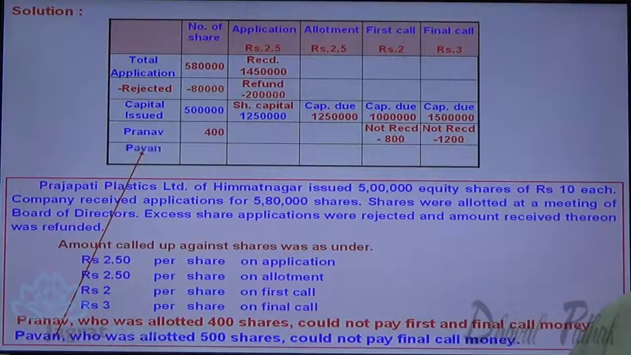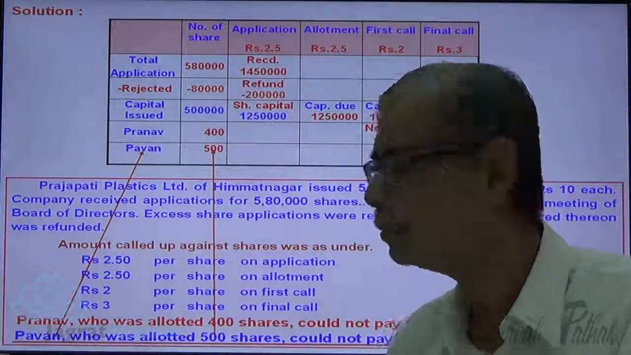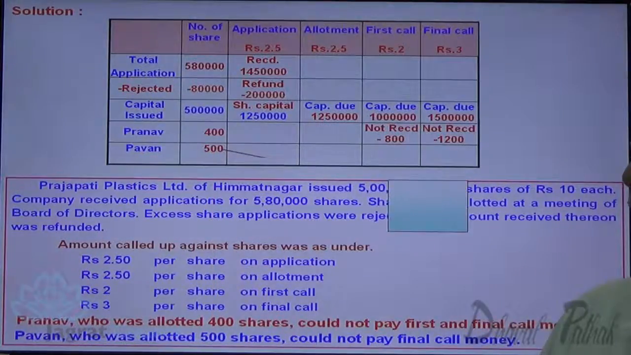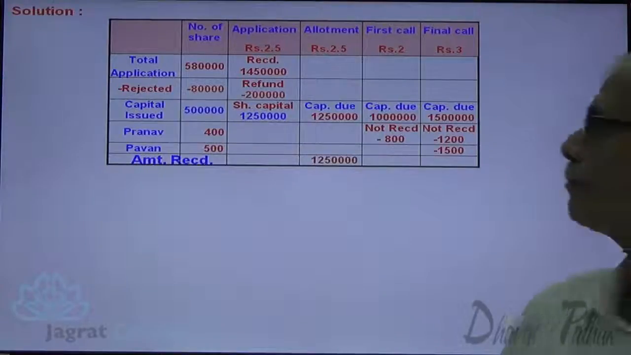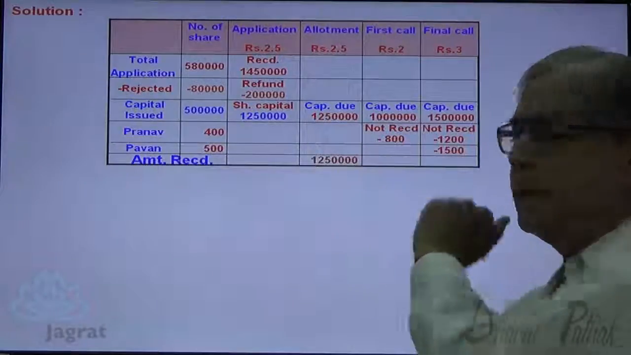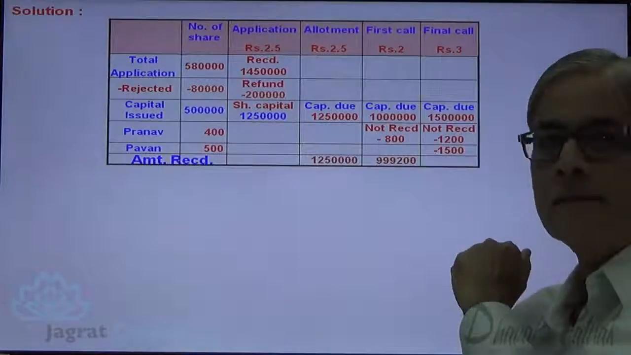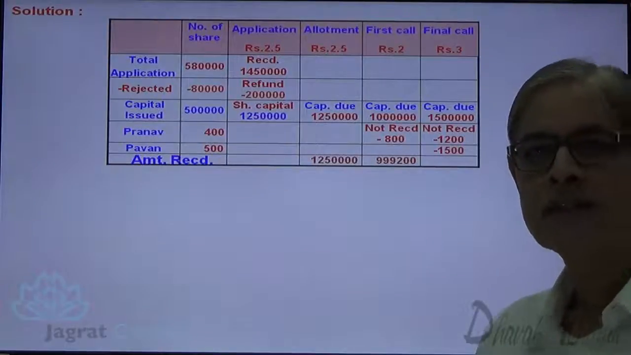Another shareholder, Pawan, who was allotted 500 shares, has not paid on the final call. That is at the rate of rupees 3 per share. So 500 into 3, 1500 not received. Here we will get the amount received. With allotment, whatever the amount due has been received. In case of first call, amount received is less by 800 rupees. And in case of final call, amount received is less by 2,700 rupees.